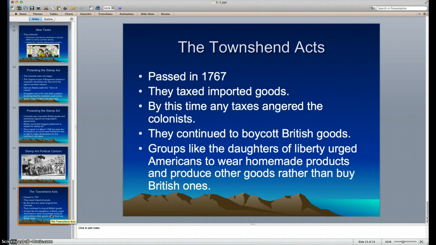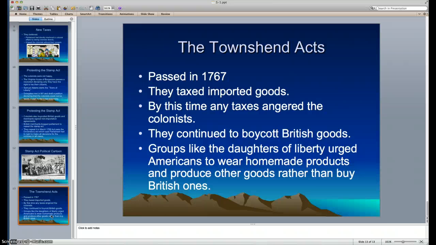And then lastly, the Townshend Acts. This was passed in 1767, and it taxed only imported goods. So once again, it wasn't a direct tax on the colonies. Instead, it was taxed at the port of entry, and it would just be factored into the price. But unfortunately for Great Britain, at this point, the colonists were so angry that anything they did kind of ticked them off regardless. They could have passed a tax that was 1 penny.